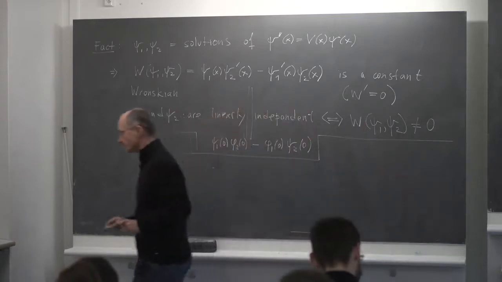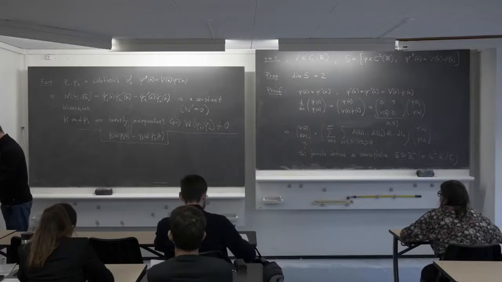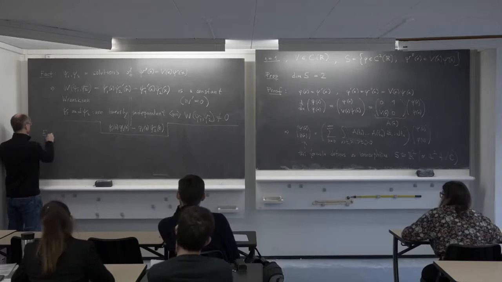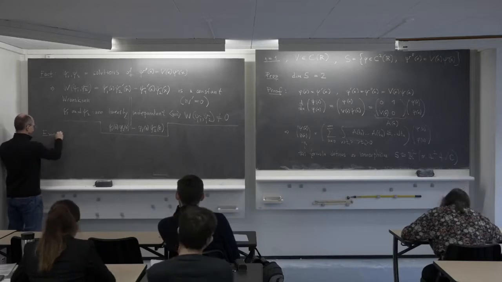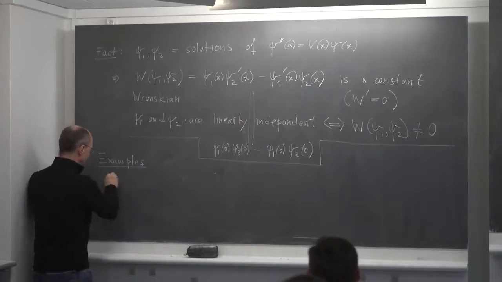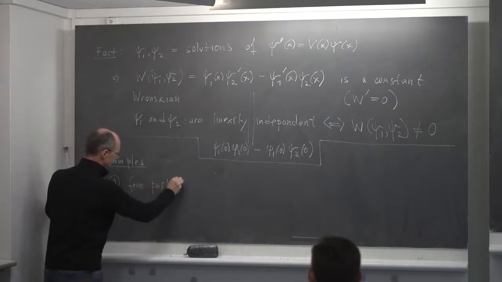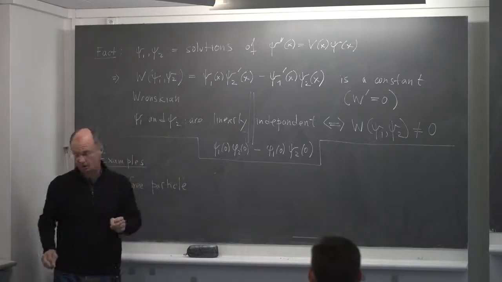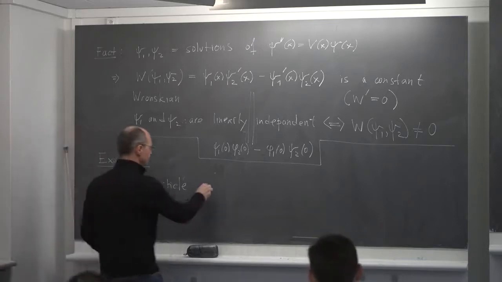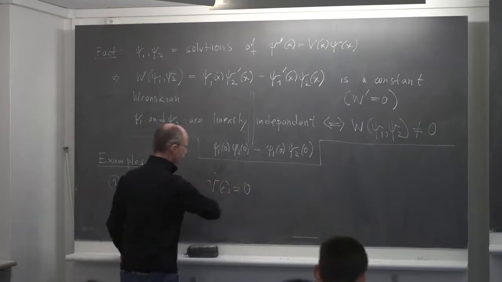Okay, so let's look at the easiest example of this situation. Now we'll look at a series of examples. And the first example goes under the name of a free particle. This corresponds to the case of v of x equal to 0.